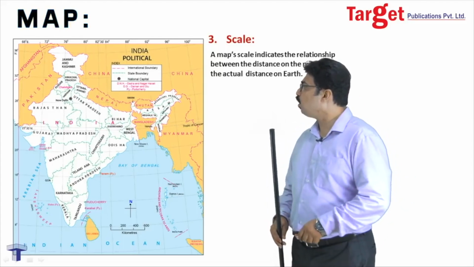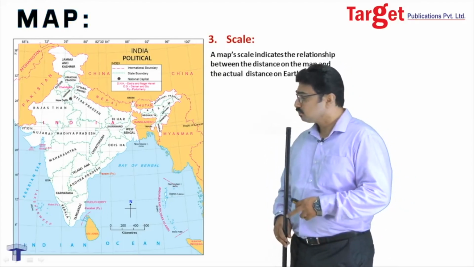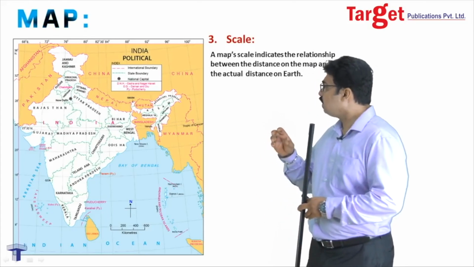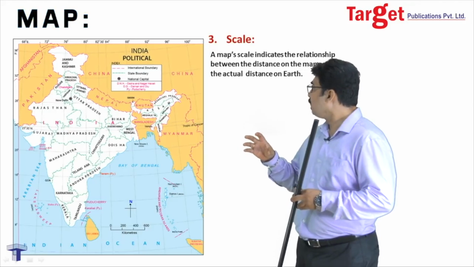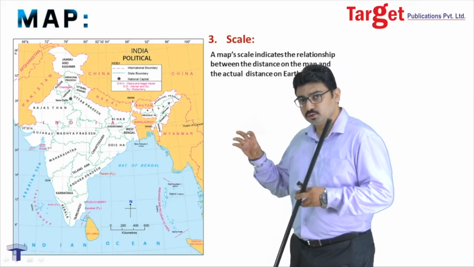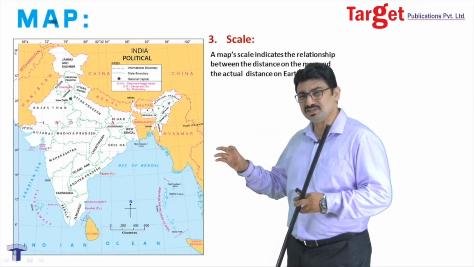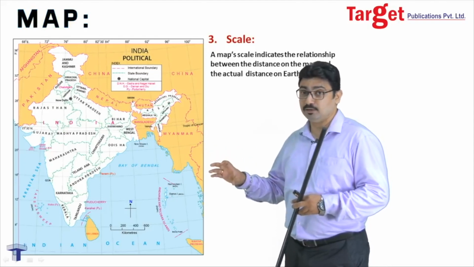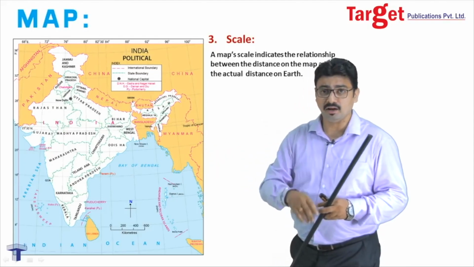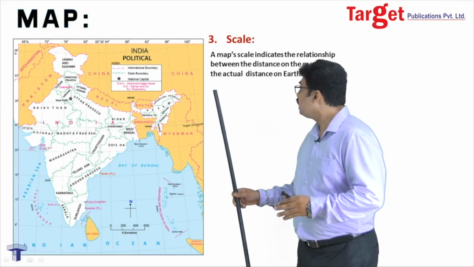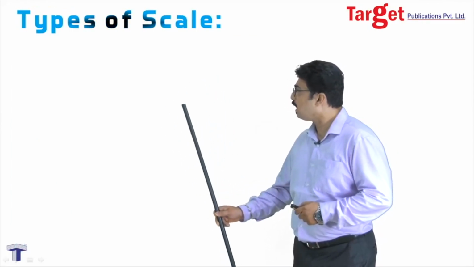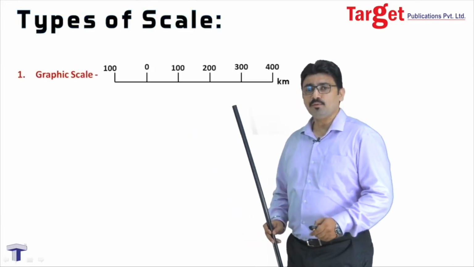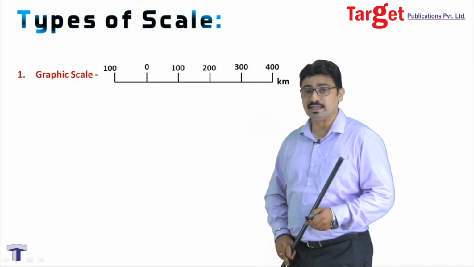Here we have an example of an India political map. Now, as I said, a map's scale is the relation between the distance of two places or two regions, or the distance of a region on a map, as compared to the actual distance on the earth. So here we understand that scale also is an important aspect of a map. Now let us understand what the different types of scales are.